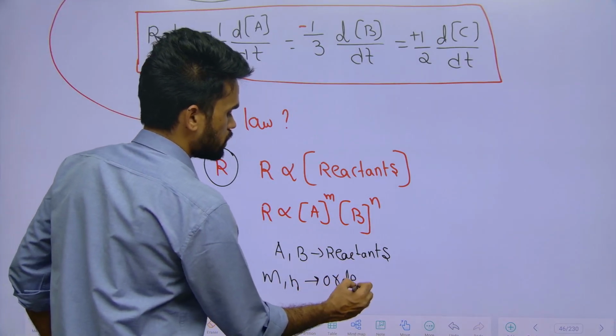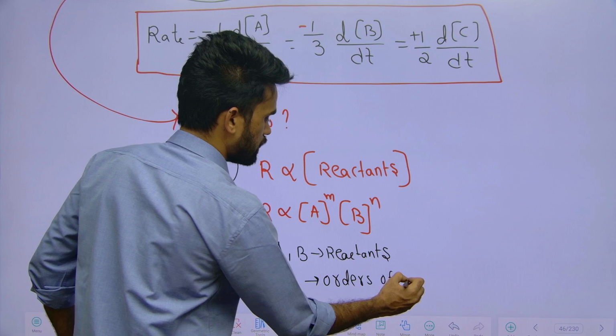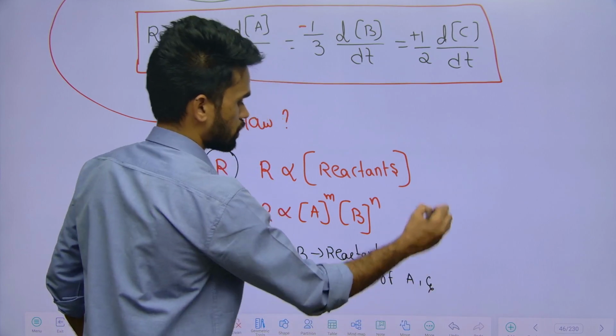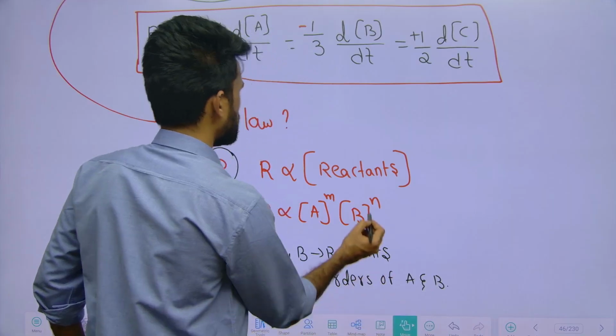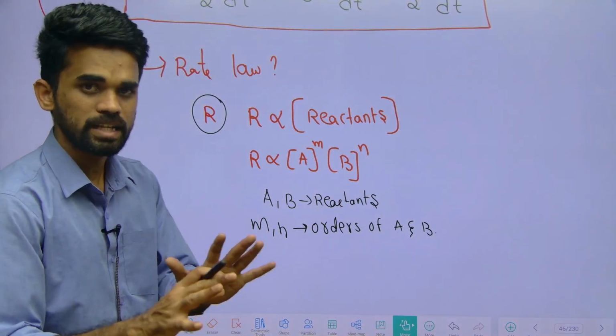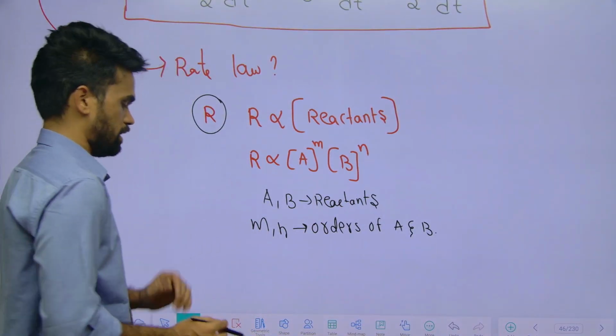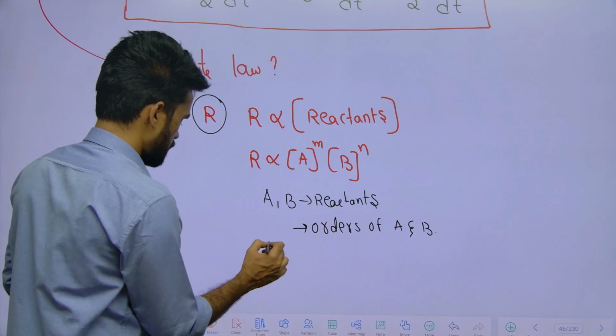What is that? Orders of reactant A and B. Now there is something called order. I will tell you about order. First just write the thing. So these are M comma N.